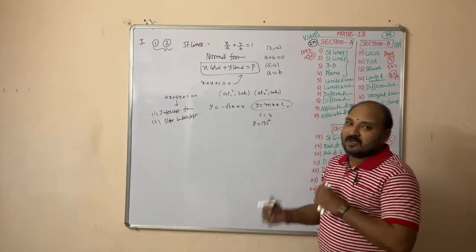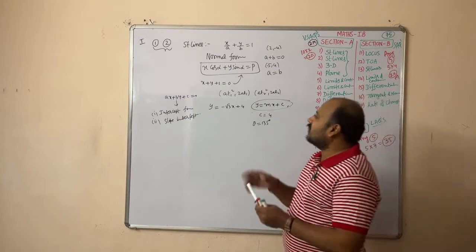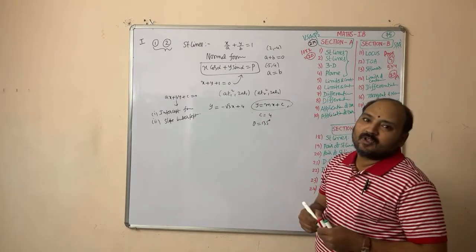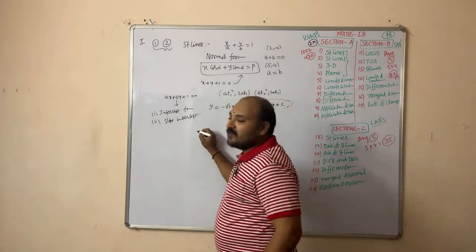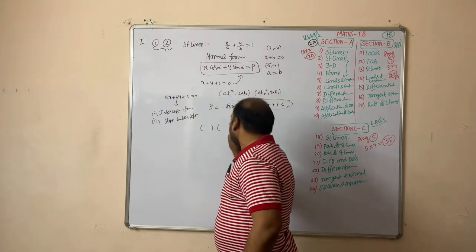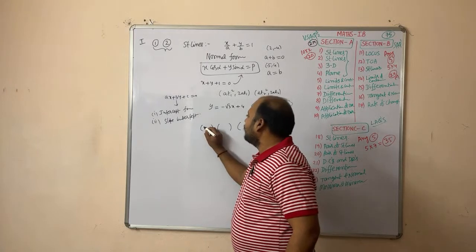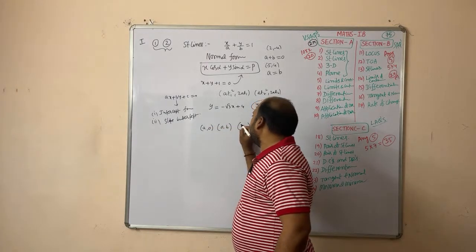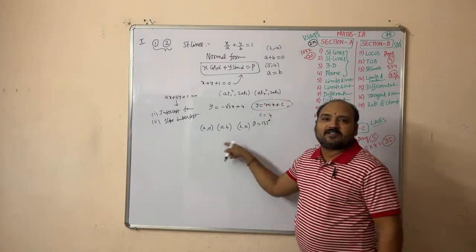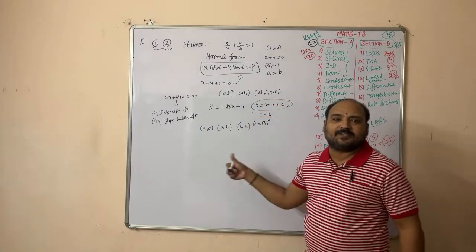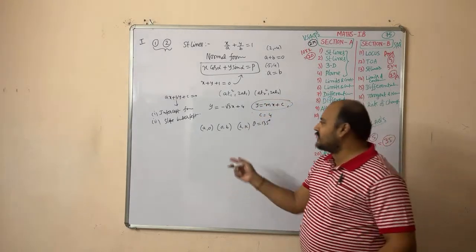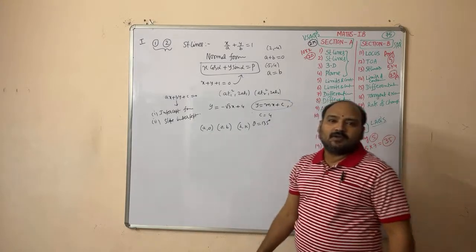After that, what possibilities are there? Next, these are the possibilities, and the collinear concept also. They will give 3 points. One direct question from the exercise I am saying: A comma 0, 0 comma B and h comma k. If the points are collinear, find the condition.